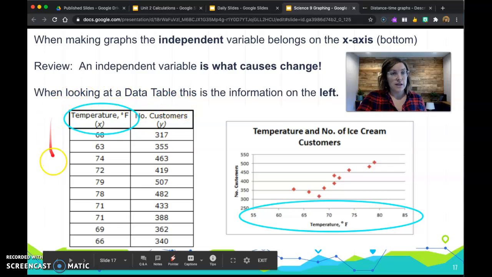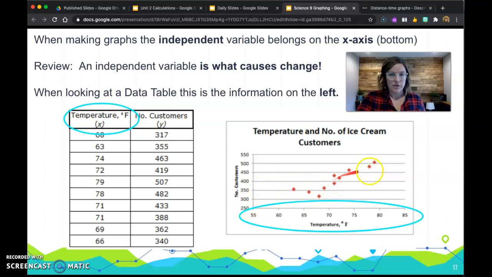When you're looking at a data table, the independent variable is going to be on the left. See how it says X? So all these plot points were plotted on this graph. There's no line of best fit yet.